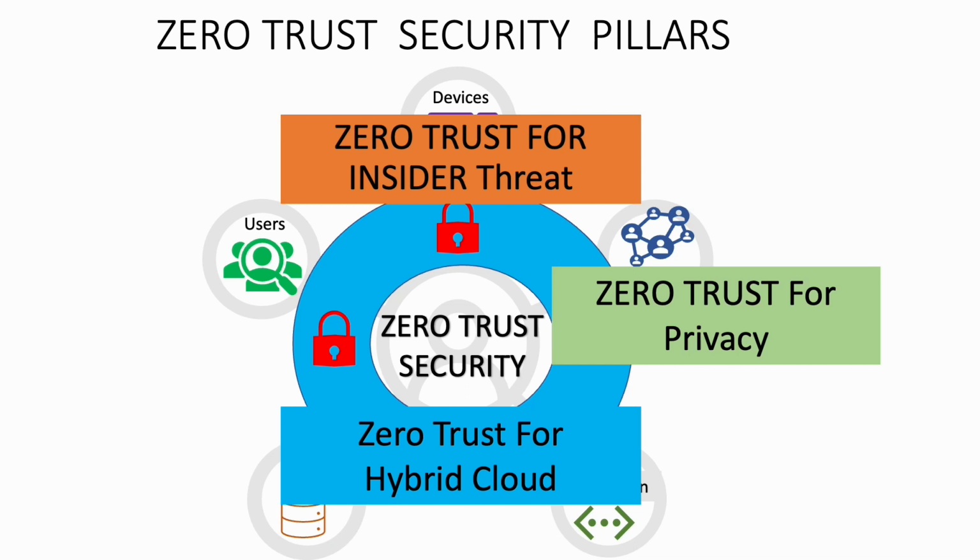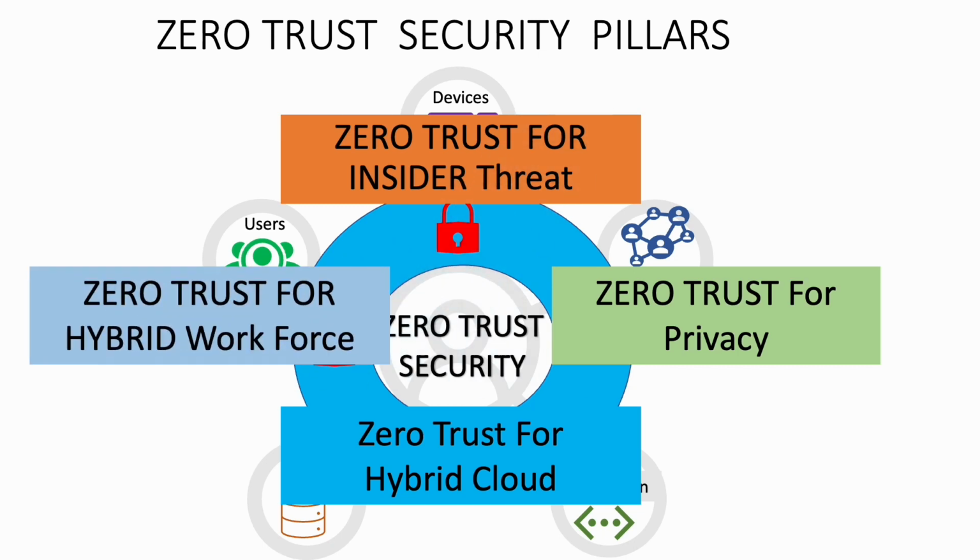And the last one is zero trust for the hybrid workforce, to make sure that both corporate users as well as remote or hybrid users are always authenticated, authorized and verified continuously to ensure the zero trust principle is applied. By making sure all those four important pillars are applied across all these different perimeters, we can achieve the overall zero trust security strategy.